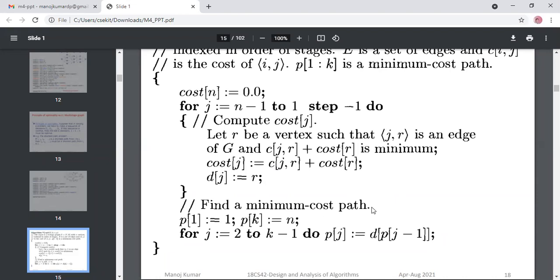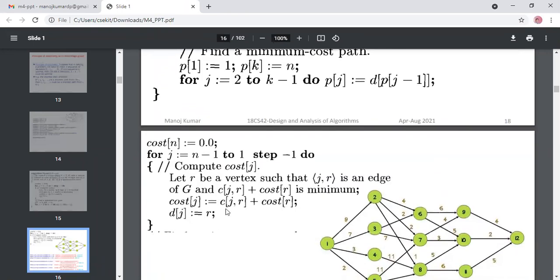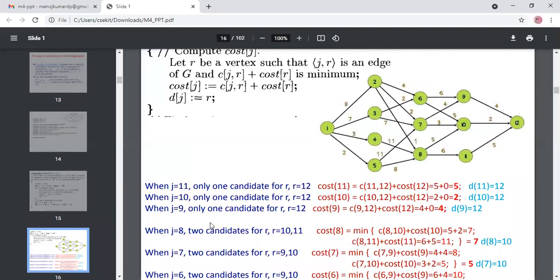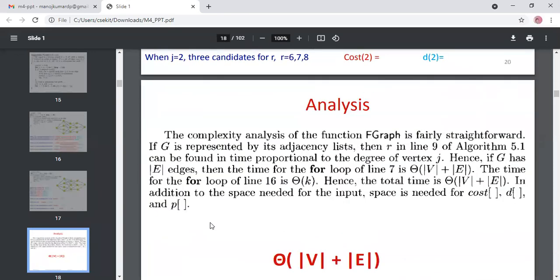Find the minimum cost path. For that, you can take it like this. The minimum cost path is the same thing: cost of j is equal to C of j comma r plus cost of r, and d of j is equal to r. Okay, so now you come to the analysis part.